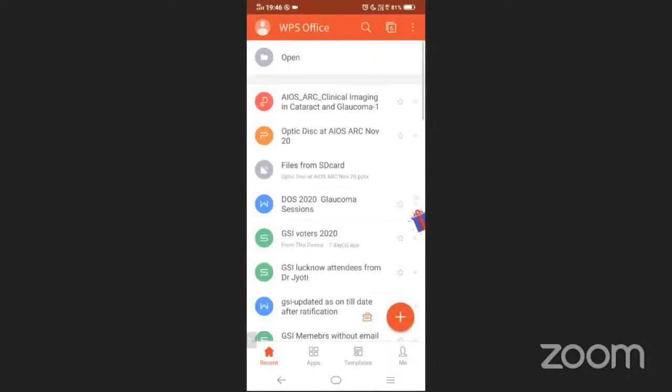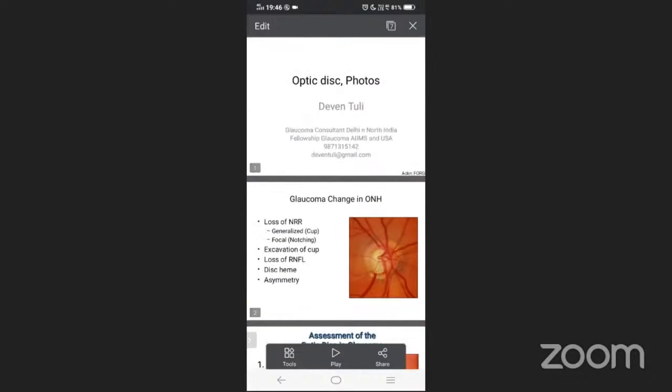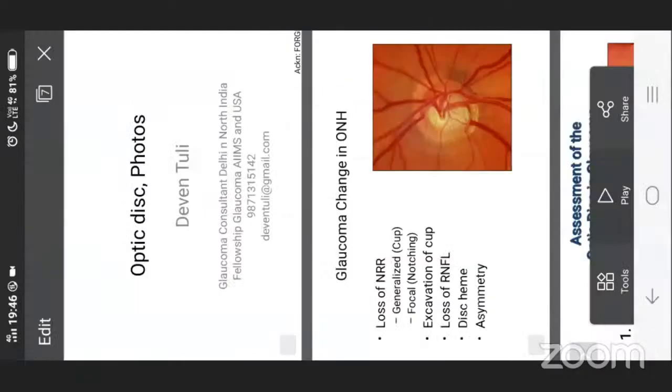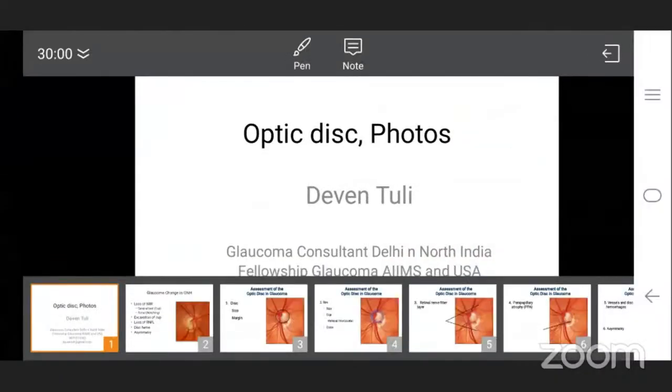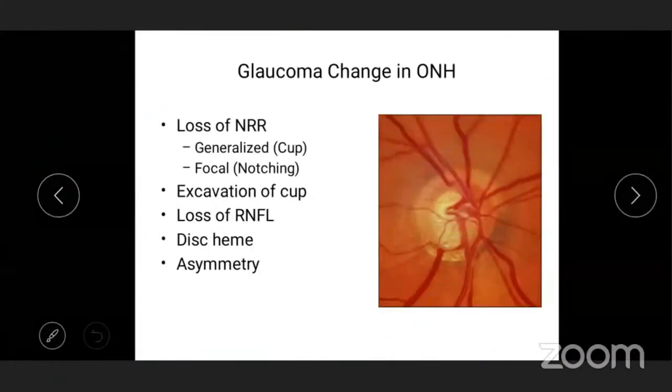So just wanted to say that the residents, and mainly the courses for the residents, have a habit of writing just the cup straight away. But that is not correct. If you ask me, the most important thing in the disc evaluation is the neuroretinal rim. So keep that in mind. It's the neuroretinal rim which is so important.